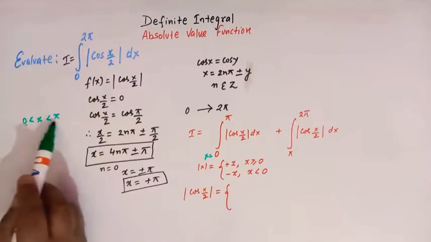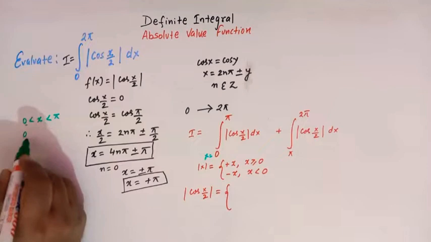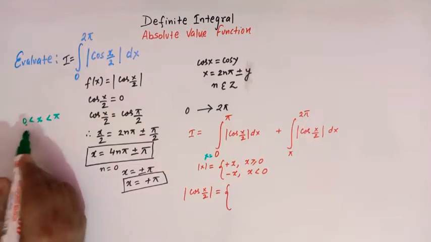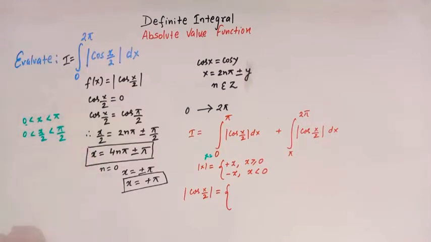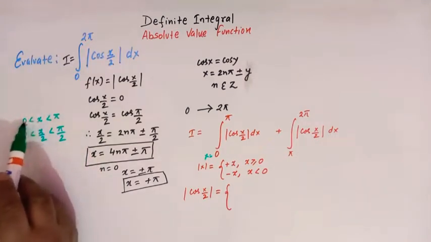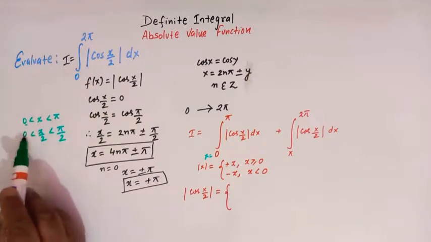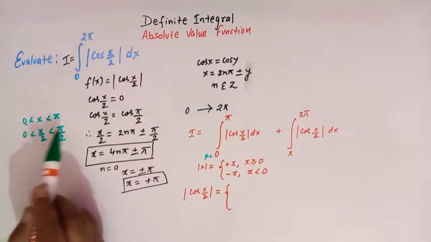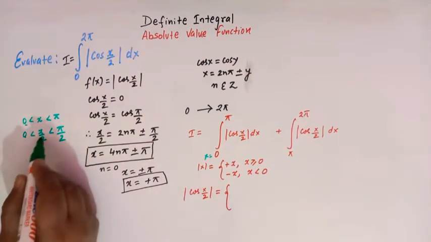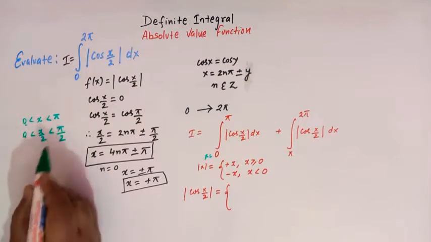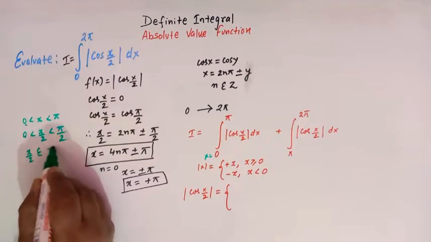And if we divide this inequality throughout by 2, we see that we have 0 over 2, that is 0, and here we have x over 2, and then we have pi over 2, right? So when x belongs to the interval 0 to pi, then x over 2 belongs to the interval 0 to pi by 2, right? So when x by 2 lies between 0 and pi by 2, it means x by 2 belongs to the first quadrant, right?